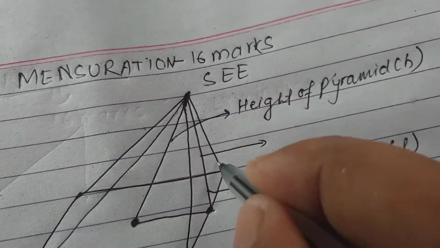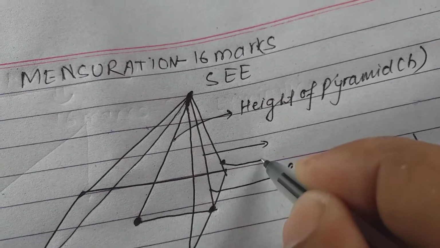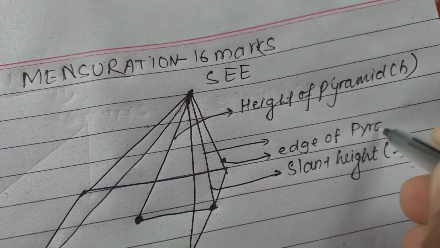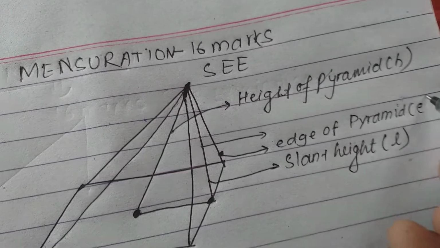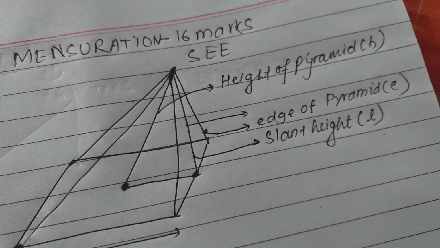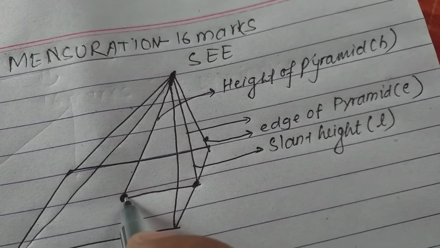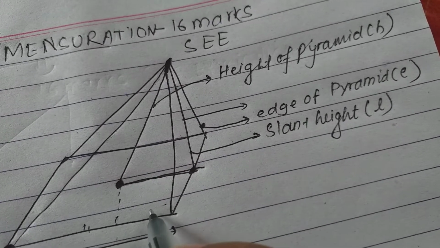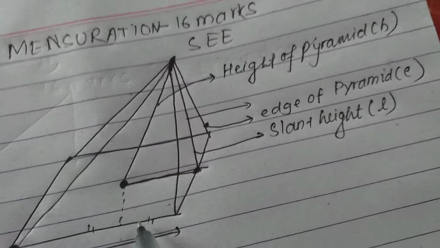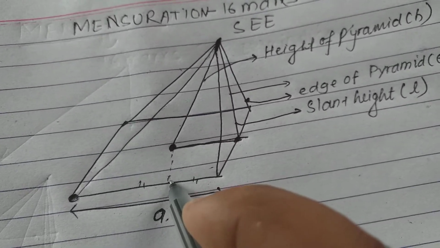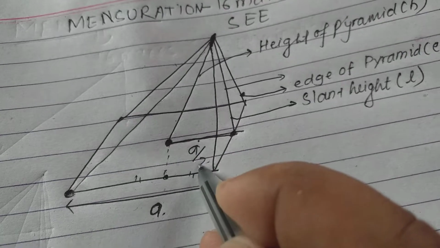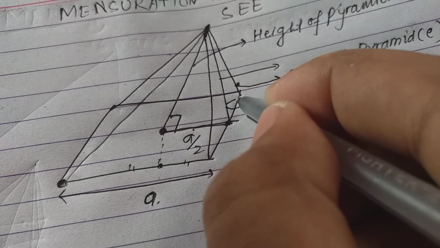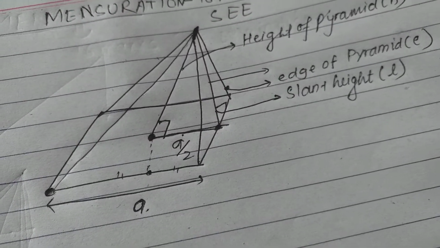And this very one is the edge of the pyramid, denoted by E. Now this one is exactly the middle, yes or not? When I join here, this and this will be equal parts, so this is equal to this one. If this is A, then this half portion is A by 2. And what is the angle here? This one is 90 degrees and this one is also 90 degrees. Are you getting it?